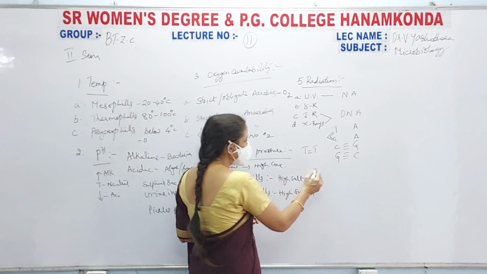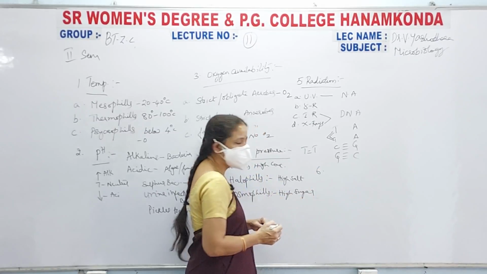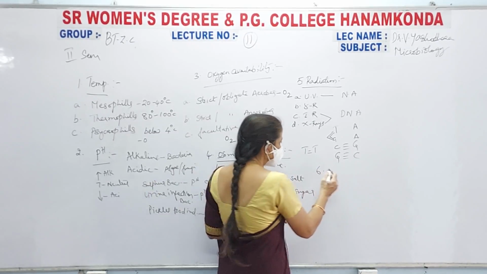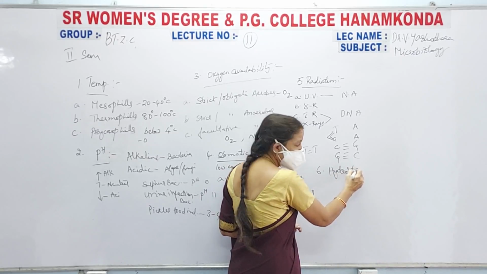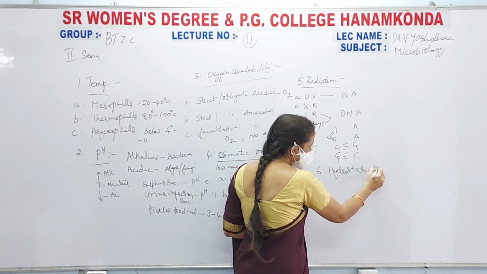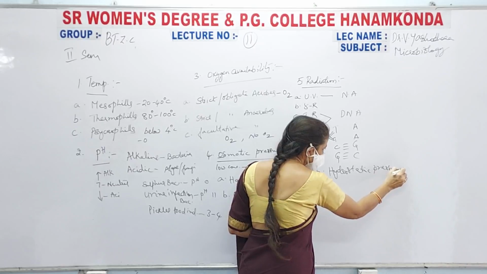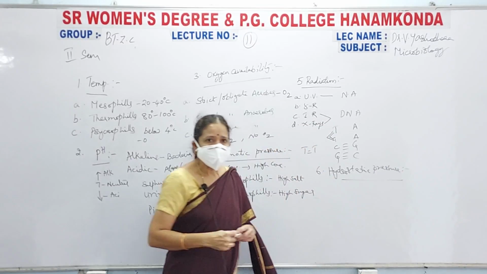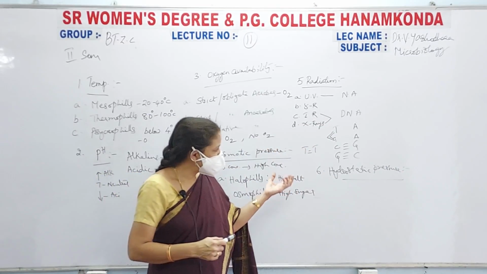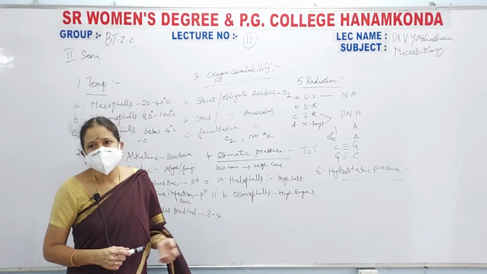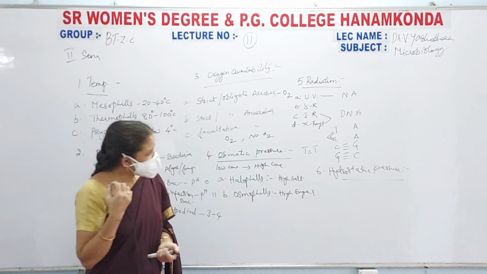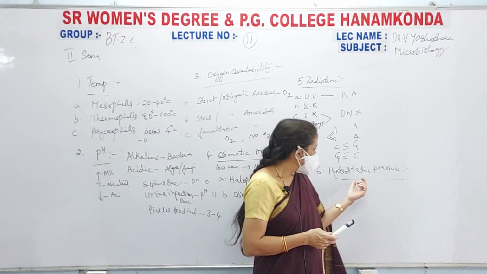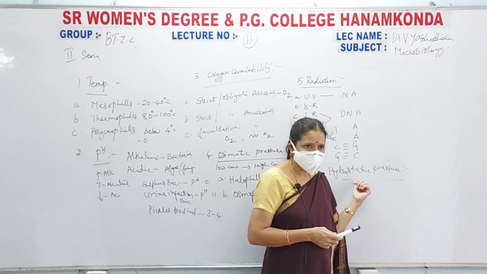Coming to the next one, that is your sixth one, is hydrostatic pressure. What is hydrostatic pressure? The pressure that is present underneath the oceans, at the deep oceans. If any pressure is there, that pressure will destroy the microorganisms.